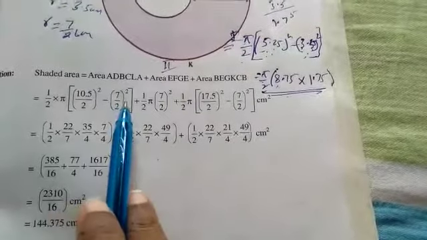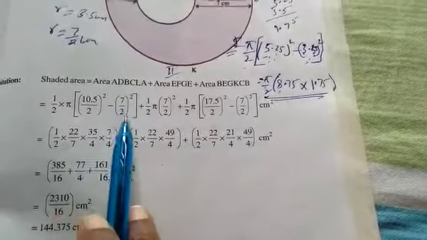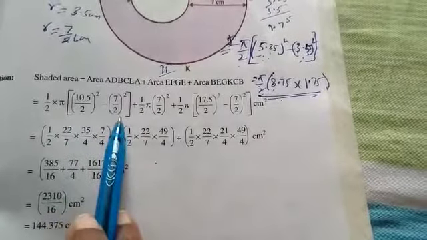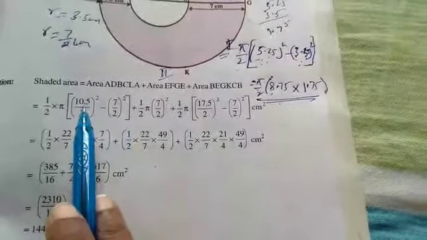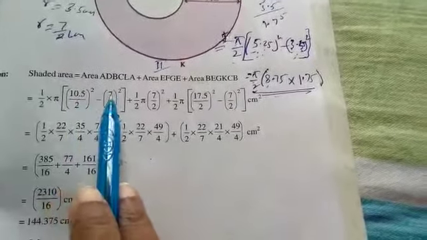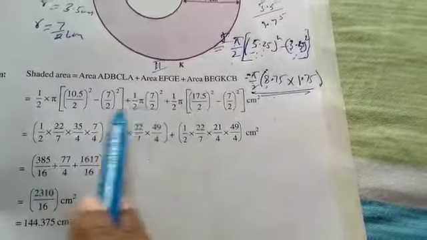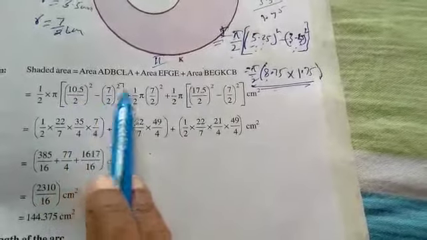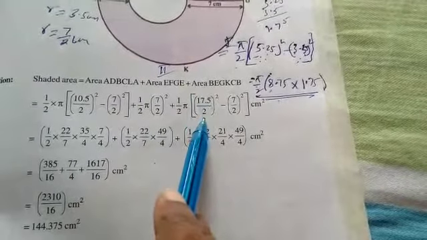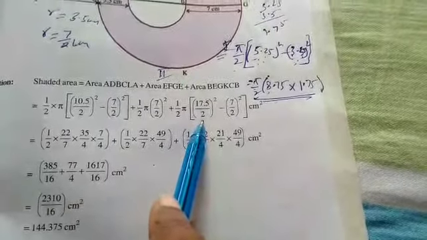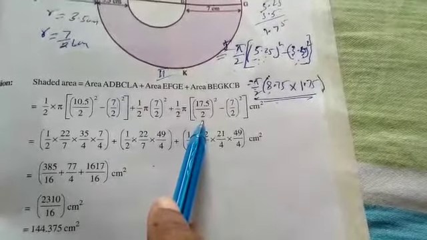So what did this fellow do? He had taken it in ratio form, fraction form. So he did the same thing. A square minus b square is a plus b into a minus b. A plus b is 10.5 plus 7, it is 17.5, right? Into a minus b.